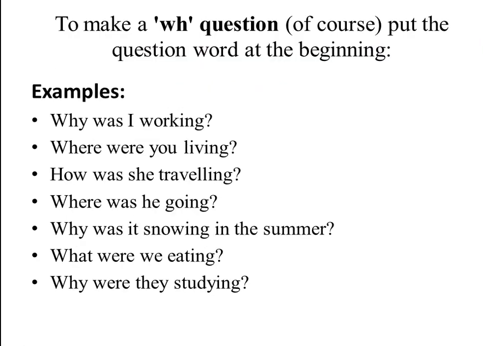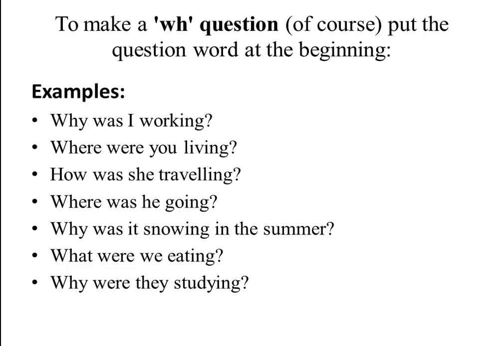The last one is about the WH question. To make a WH question, of course, put the question word at the beginning. So it means that you have to use the question word at the beginning. You already know the question words or the WH question. We can say it in two ways. Why was I working? Why? We use why for what? We use why to ask about the reason. So, why was I working?